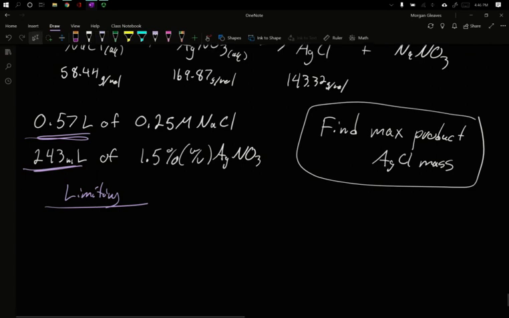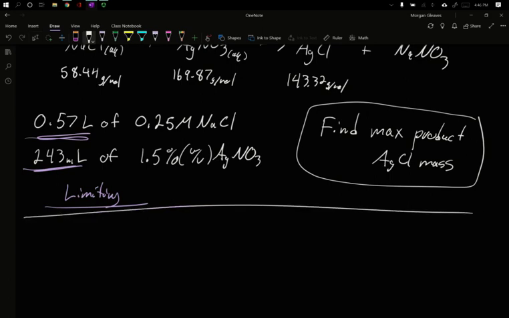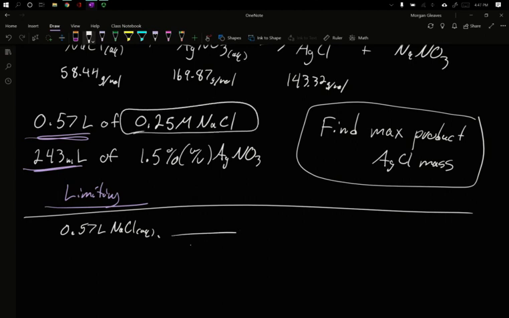To start with, I have 0.57 liters of my sodium chloride solution. So 0.57 liters NaCl aqueous. And according to the molarity, in every 1 liter of the solution, so the aqueous sodium chloride, there should be 0.25 mole of the chemical. Well, I need to find my silver chloride, so this isn't done. I need to carry this on.